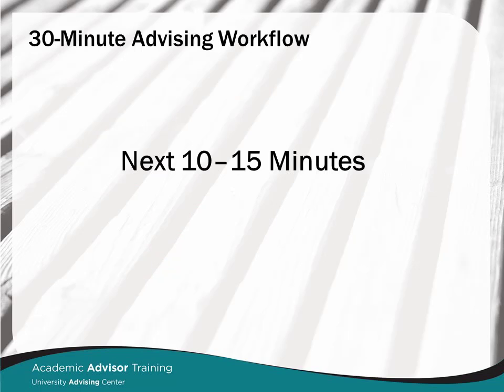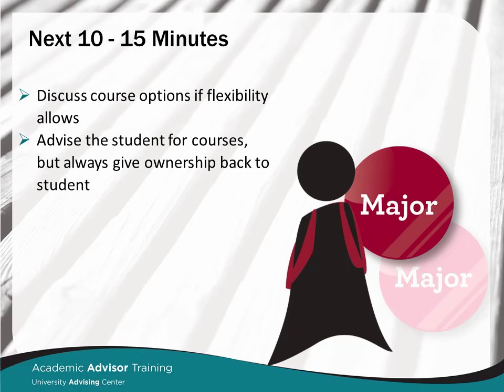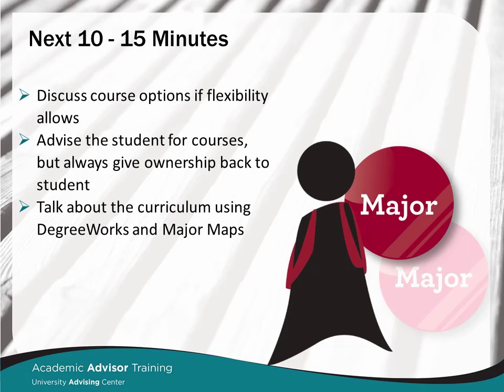Next 10 to 15 minutes. Your initial conversation has helped you discover the context clues for what needs to be discussed. If you advise for a major that has flexibility in options of courses, now is the time to discuss those options. Advise the student for courses they should take while always giving ownership back to the student. Spend a few moments talking about the curriculum using DegreeWorks and major maps, and ask the student what courses they believe should be taken next.